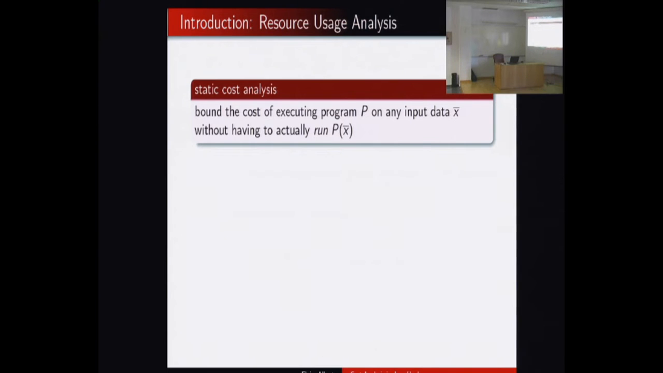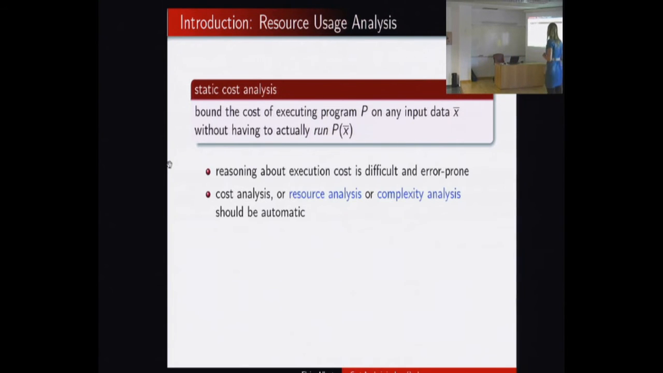So what is the goal of resource analysis? Our objective is to be able to bound the cost of executing a program, say P, on any input data. It receives an input data X, and we want to obtain a bound which is valid for any possible instantiation of the input data X. And we want to do this statically, which means that I don't want to run the program. It's clear that reasoning about cost, even for small programs, is not easy, it's error prone, and ideally cost analysis should be automatic.